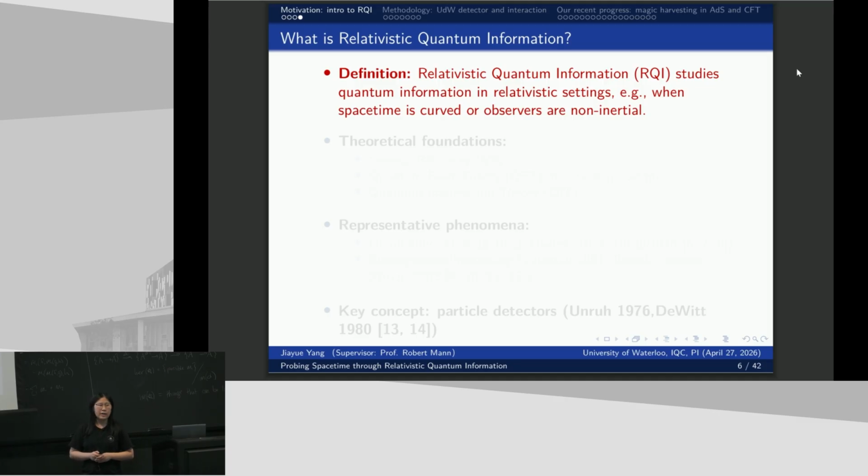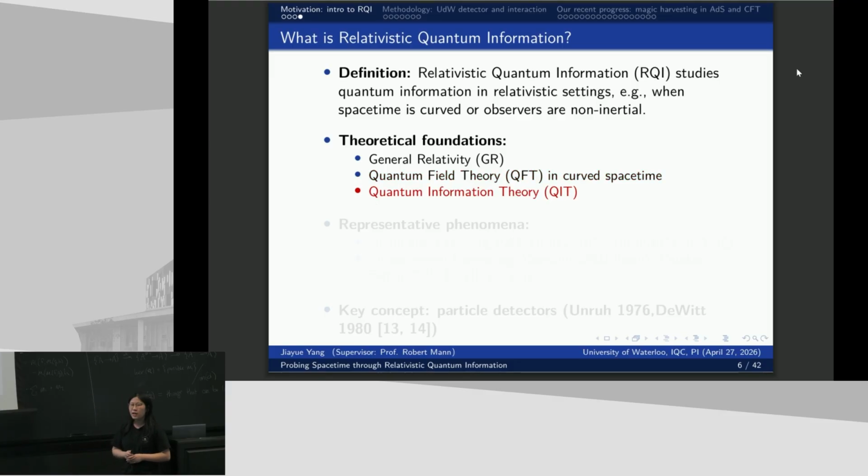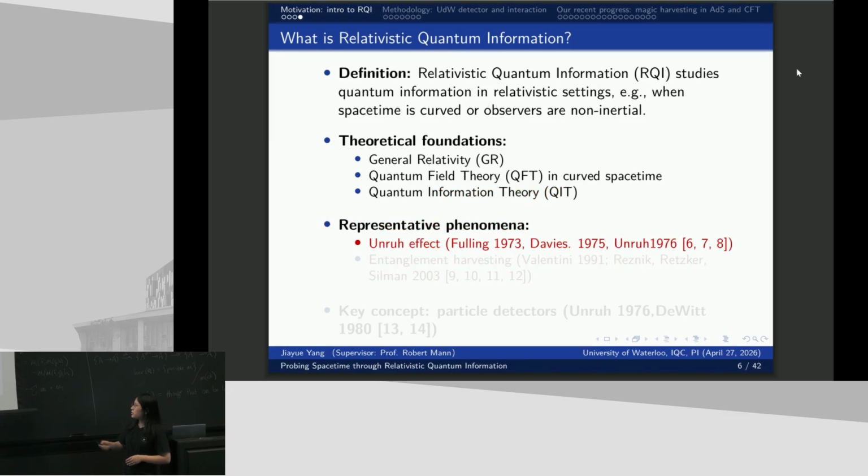And RQI didn't just appear out of nowhere. It stands on the shoulders of giants. It incorporates ingredients from general relativity and also quantum field theory in curved spacetime, and for sure quantum information theory. And there are lots of interesting phenomena in RQI, including the Unruh effect, which I will discuss in the next slides, and entanglement harvesting.